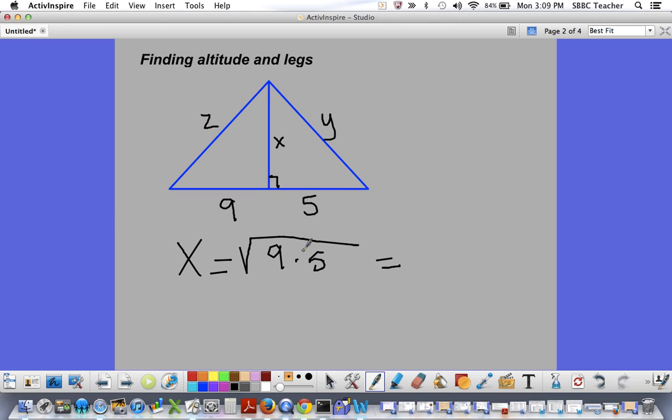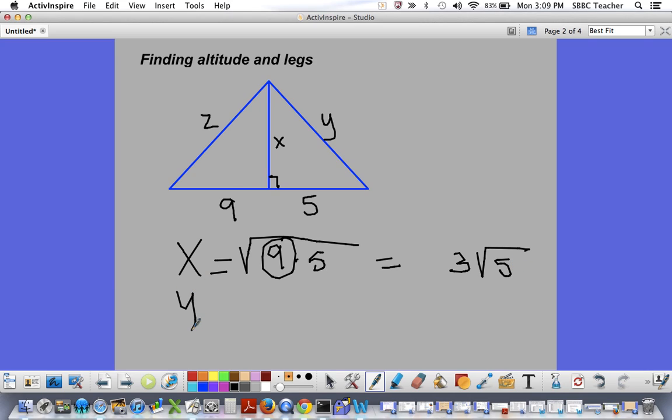But I'd rather break it down before the multiplication to simplify our work. 9 happens to be a perfect square, so the square root of 9 is 3. 5 is prime, so it doesn't break down anymore, and it's not a perfect square. So it stays in the radical. So the altitude is 3 radical 5.